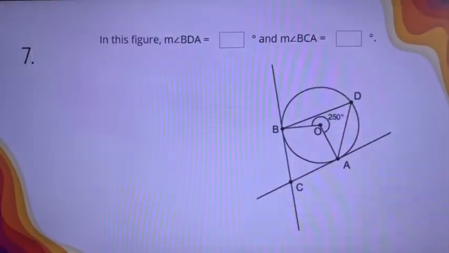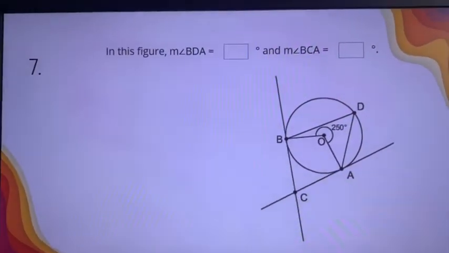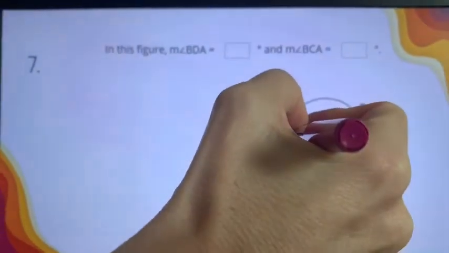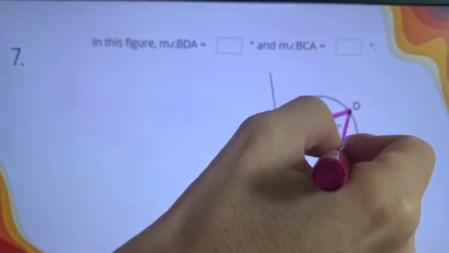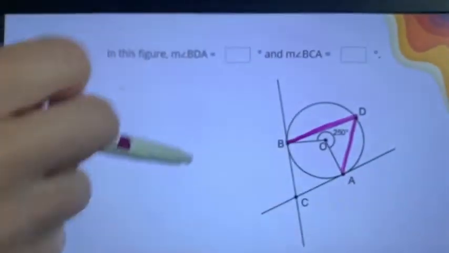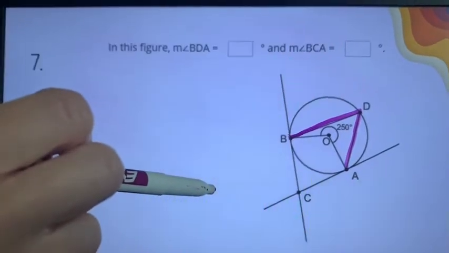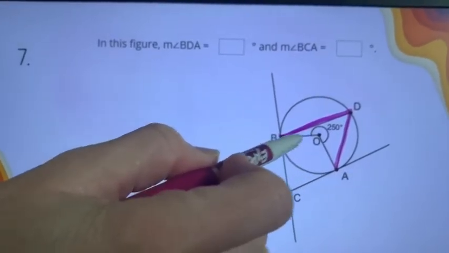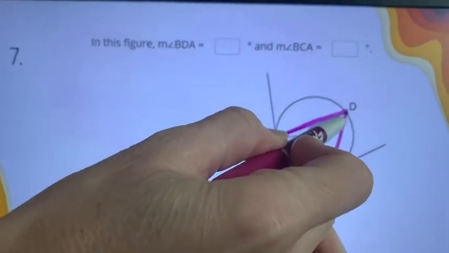Okay, let's look at number 7. For this one, we are trying to figure out first what this angle is, the measure of BDA. So as I'm looking at this, I'm going to kind of draw this out. This is my angle. And remember, this is just an inscribed angle. We did this rule on the first day. And we know if we can figure out what this arc measure is here, we just divide it by 2, and that gives us this angle.